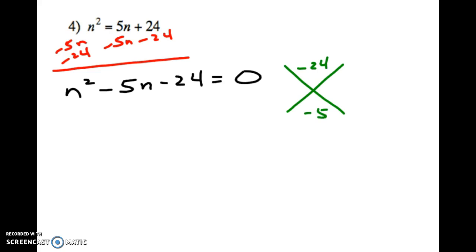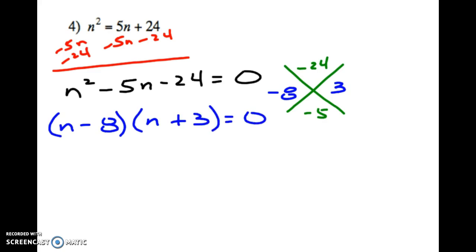So here we're going to look for two numbers that are going to multiply to give us negative 24 and add to give us negative 5. Hopefully you come up with negative 8 and 3. We'll put n minus 8 in the one set of parentheses, n plus 3 in the other. To finish it off, we set them both equal to 0 and solve.